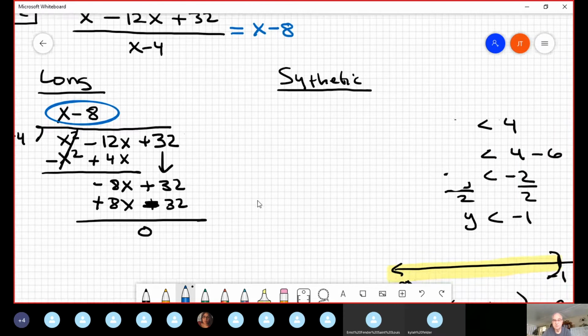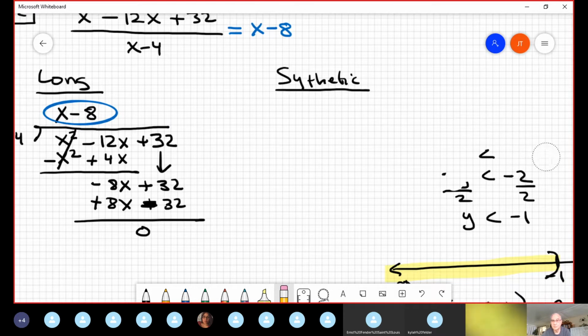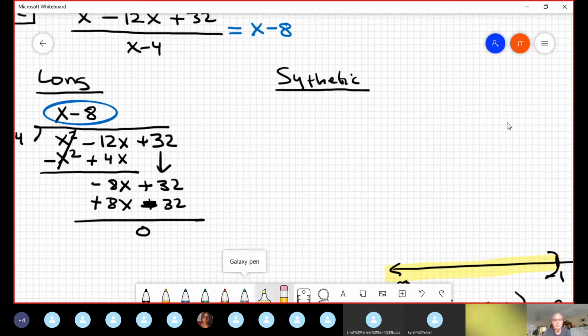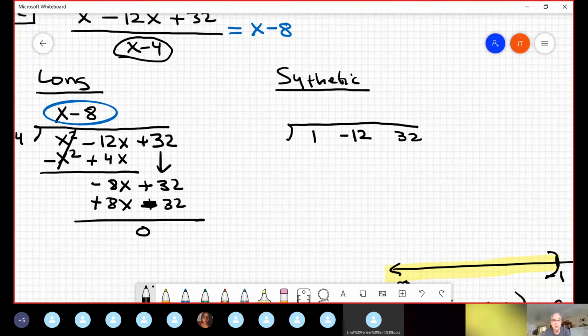Using synthetic division is, remember, similar. I open that symbol, but I put only the coefficients, because the coefficients are 1, -12, 32, no? And you put here the number from the divisor, this, but on the opposite side. If you see negative 4 here, it's positive.